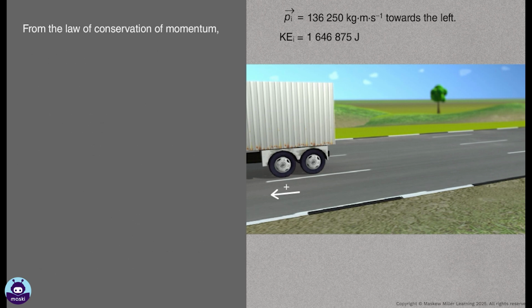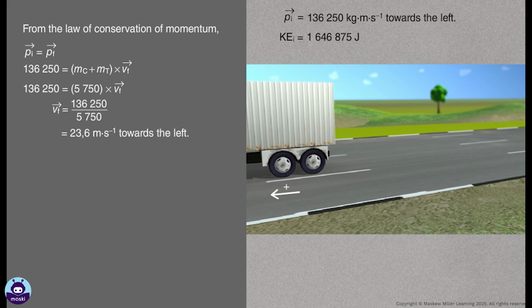From the law of conservation of momentum, vector pi equals vector pf. 136,250 equals mc plus mt times vector vf. 136,250 equals 5,750 times vector vf. Therefore, vector vf equals 23.6 meters per second towards the left.